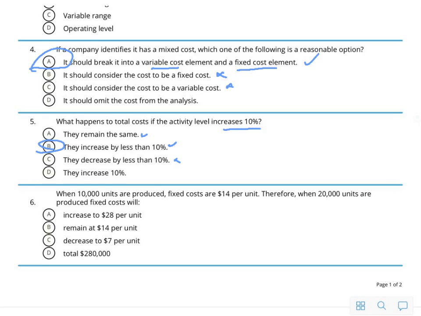When 10,000 units are produced, fixed costs are $14. Okay? Therefore, when 20,000 are produced, fixed cost will, it will increase to 28? No. Will remain at 14 per unit? No, it'll go down. It'll go down to 7 per unit. So the answer here is C.